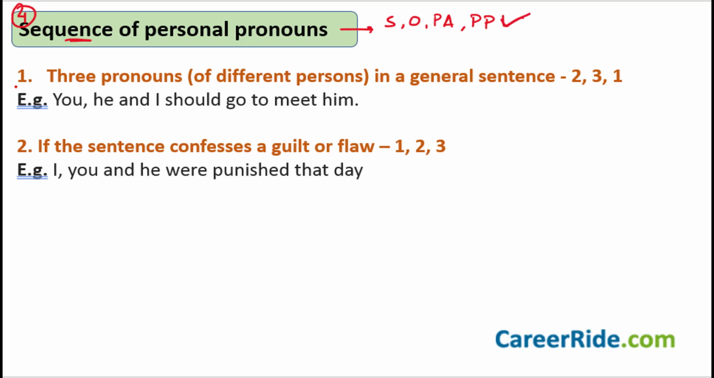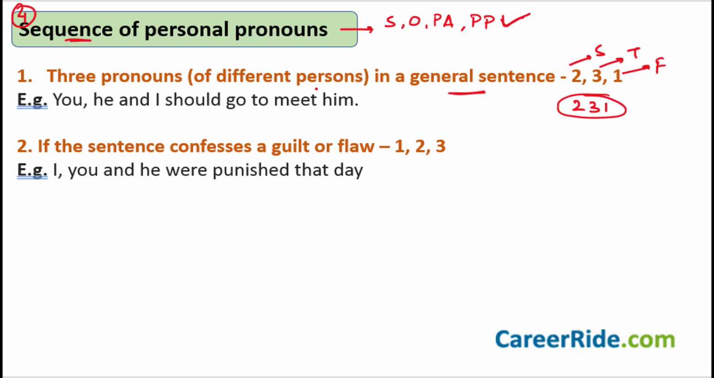Okay, the first thing here is if there are three pronouns and all of them belong to different persons, that is first person, second person, third person, and it is a general sentence, the sequence has to be 2, 3, 1. Which means second person pronoun, third person pronoun, and then first person pronoun should be there. Okay, see this sentence. You, he and I should go to meet him.